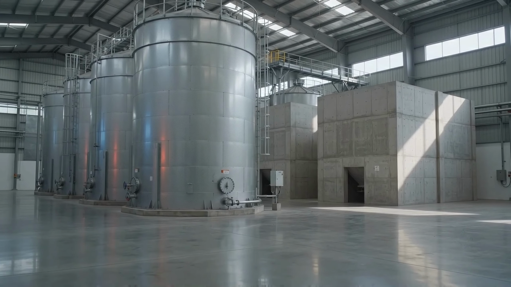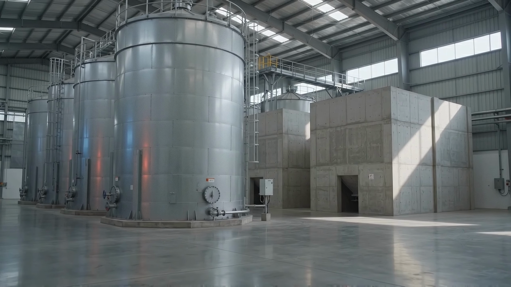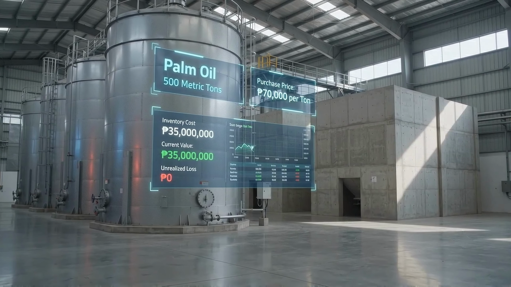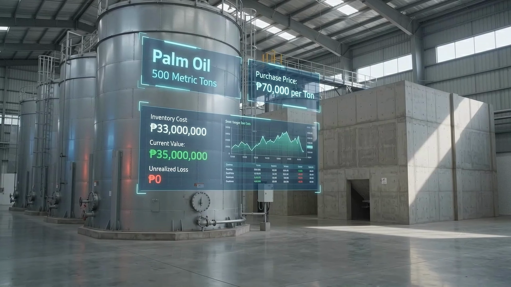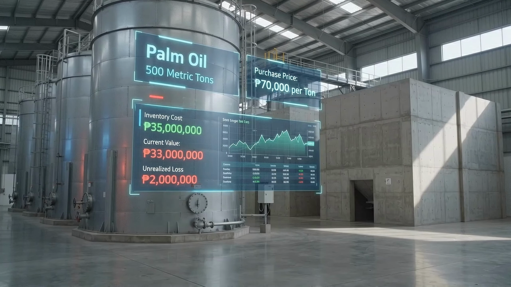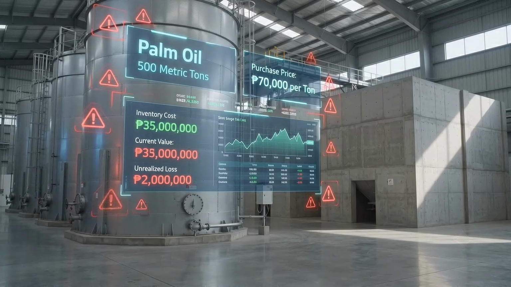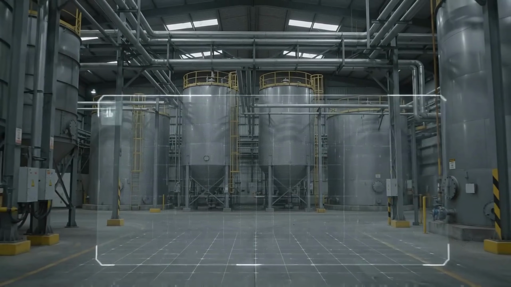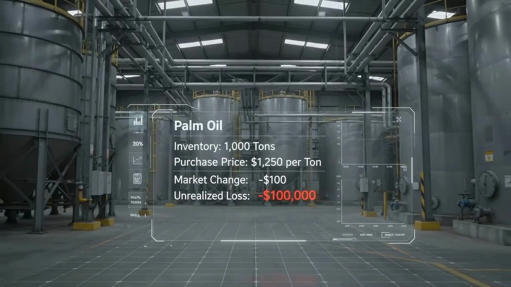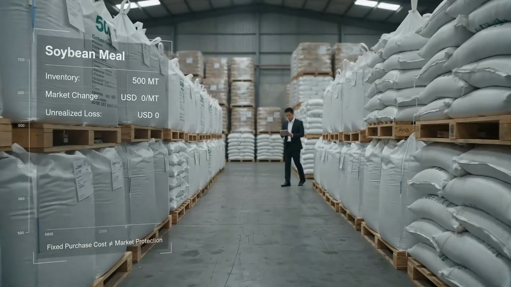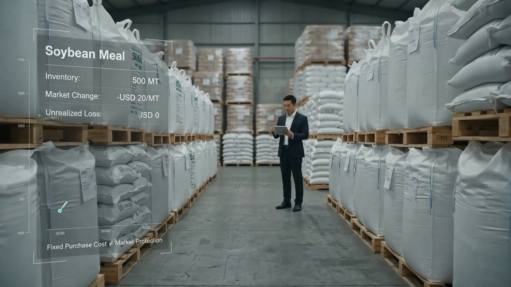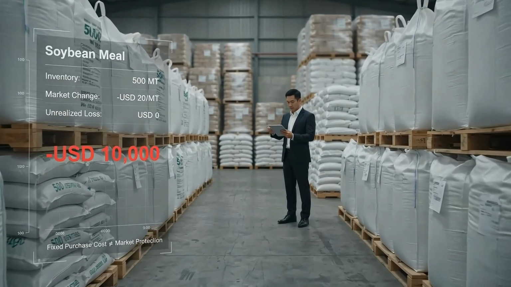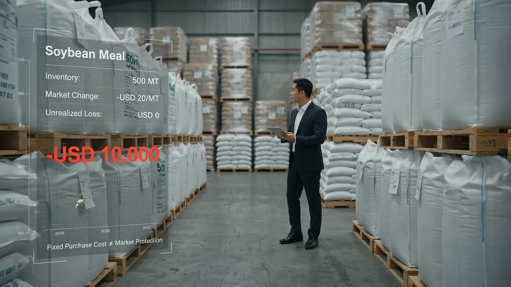Now apply that same logic to your palm oil and soybean meal silos. If you buy 500 metric tons of palm oil at 70,000 pesos per ton, and the market drops to 66,000 before you sell, that's 2 million pesos lost in value, while the product just sat there doing nothing. Here's the math. Holding 1,000 tons of palm oil at $1,250, a $100 drop means a $100,000 loss. Hold 500 tons of soybean meal, and the market drops $20. That's a $10,000 loss. It happens instantly, and a fixed purchase cost offers zero defense.